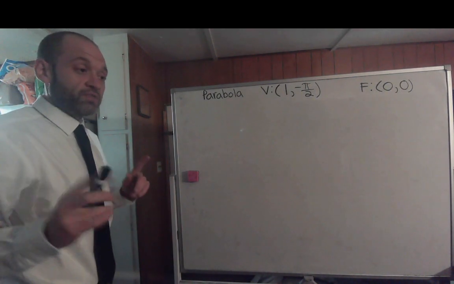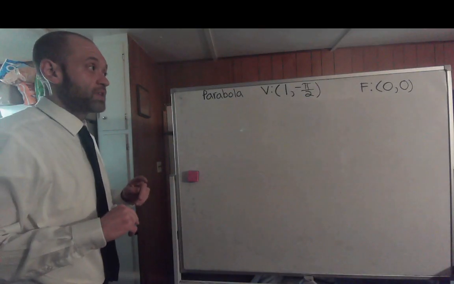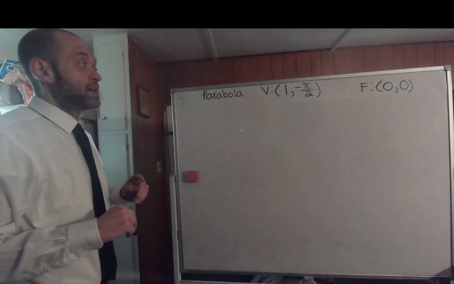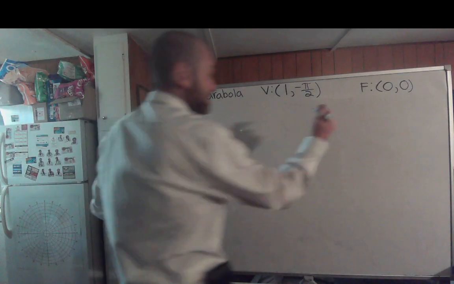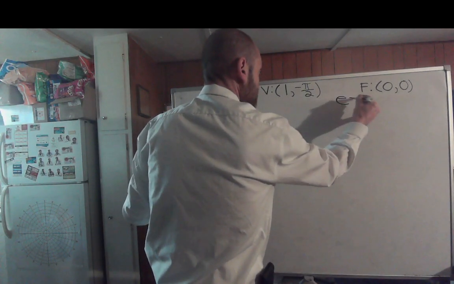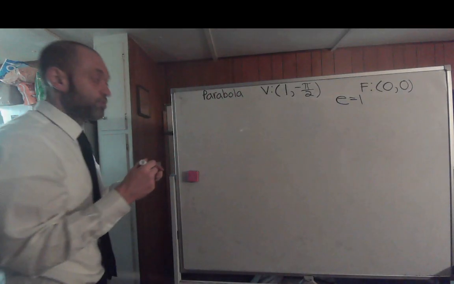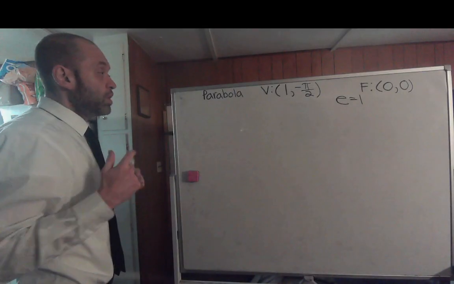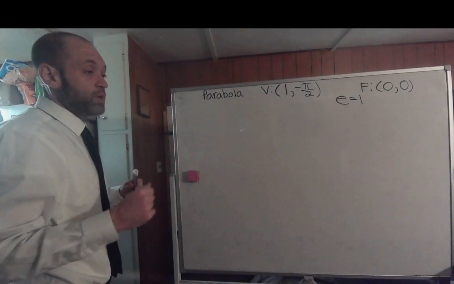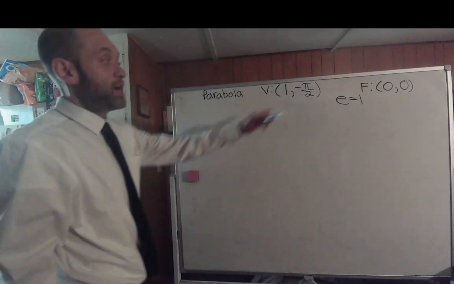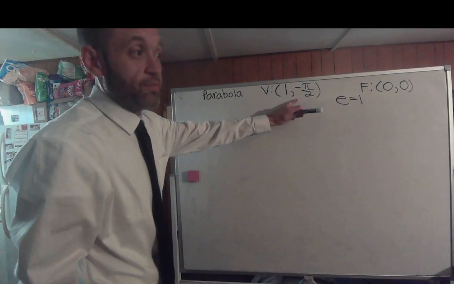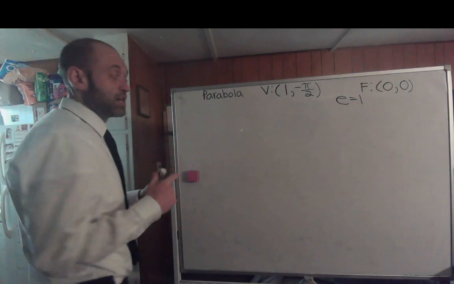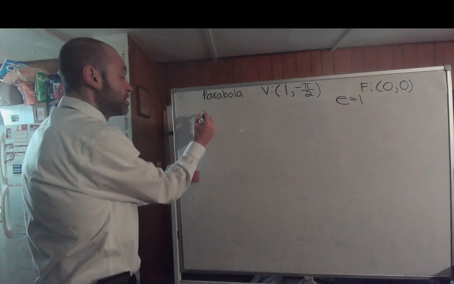Well, do yourself a favor. Eccentricity is one of the things we need to find. A parabola always has an eccentricity of 1. So that's a freebie. Eccentricity on a parabola is always 1. Now, what we need to do is find the rectangular coordinates for this vertex. It's going to come in handy. You're going to see why.